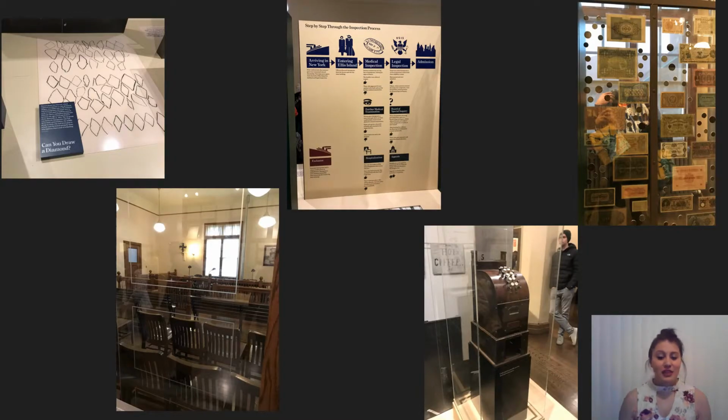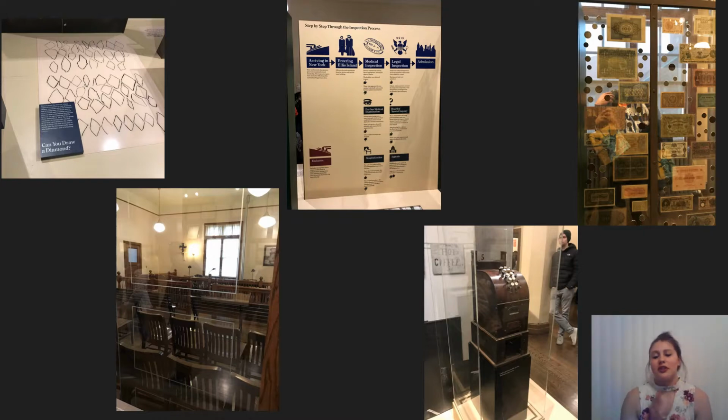Okay, the next pictures are very interesting. They would go through not only medical, physical exams, but also mental testing as well. The picture in the far left top corner was a mental exam in order to see if the immigrants could draw a simple diamond. The picture on the bottom left was a courtroom in which some immigrants had to have hearings in order for their application to be processed and approved.